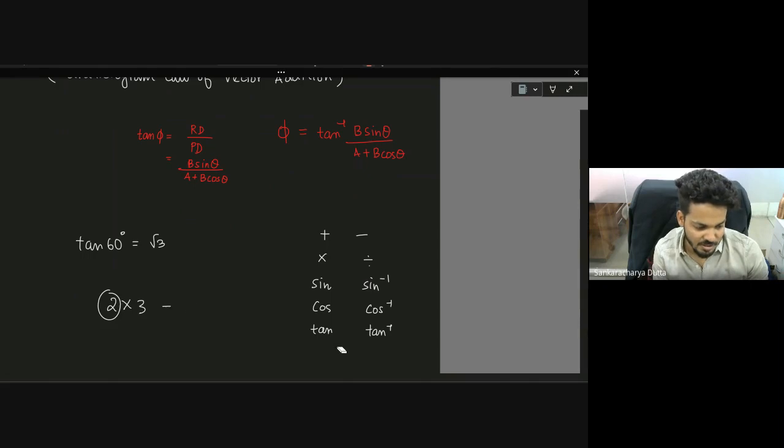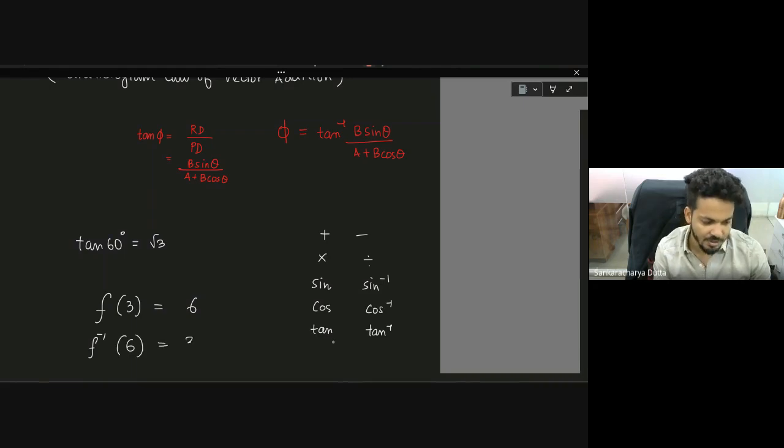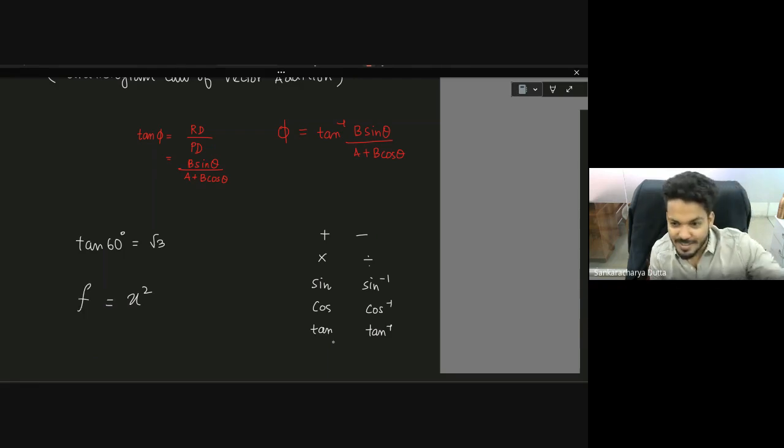So an inverse function essentially means, let's say we have a function, you plug in the value 3 and you get 6. Then the inverse function would be one where, when you plug in 6, you get 3. I hope that makes sense. If you understood this, let's do a quick problem. Let's say x square is the function. Can you tell me what is the inverse function of this? Root x. Very nice.